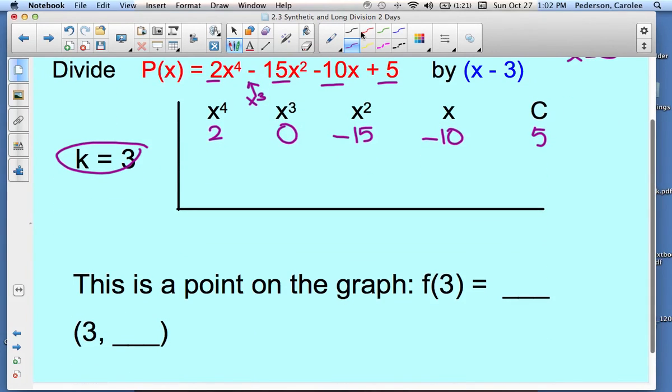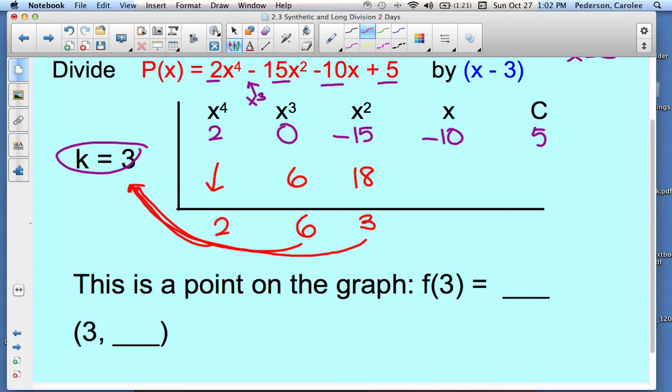So bring down the 2. Multiply 2 times 3 is 6. Add the column, 0 plus 6 is 6. Multiply, 6 times 3 is 18. Add the column, negative 15 plus 18 is 3. Multiply, 3 times 3 is 9. Add the column, negative 10 plus 9 is negative 1. Multiply, we get negative 3. Add the column, and we get 2.